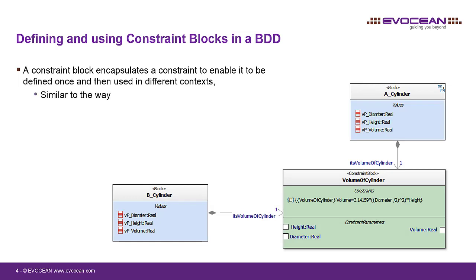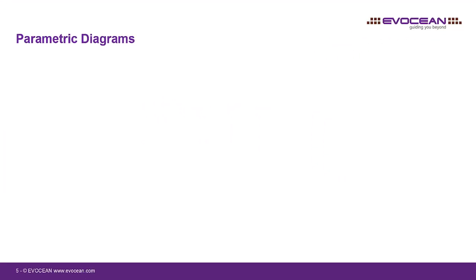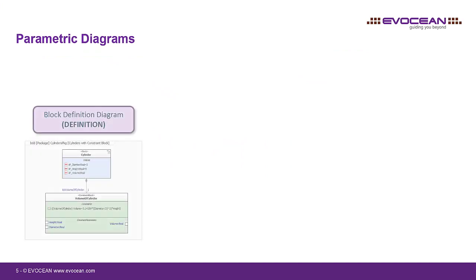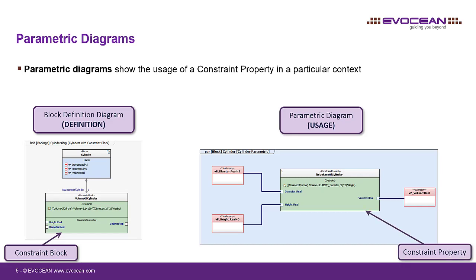And similarly, the parts represent usages of blocks. The constraint property is a kind of part which represents the usage of a constraint block in different contexts. The usage of the constraint property is configured and shown in the parametric diagram, which is a special kind of an internal block diagram. While the BDD diagram shows a definition of the block and its relationships, the parametric diagram shows the use of constraint property and how it is connected.